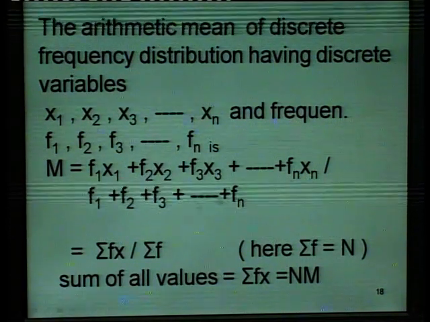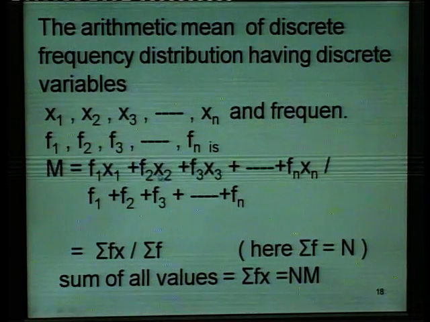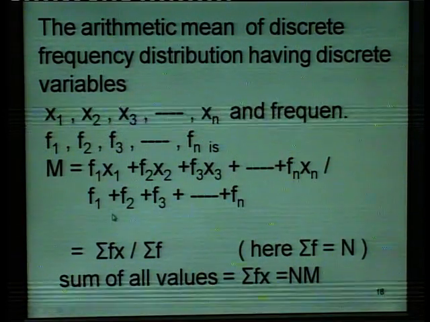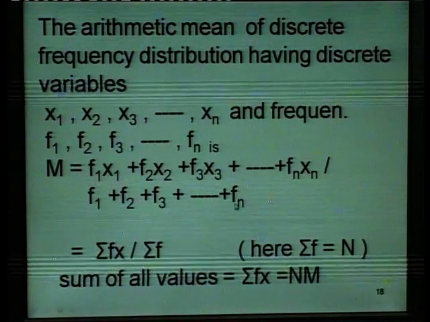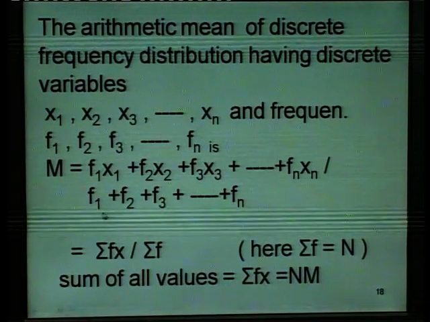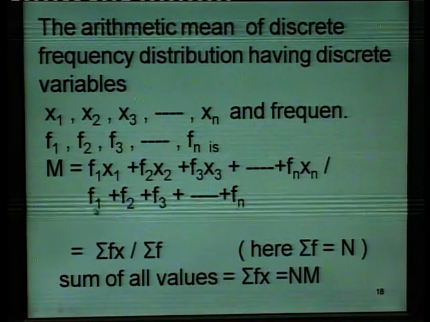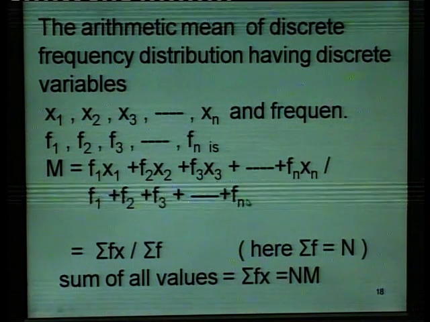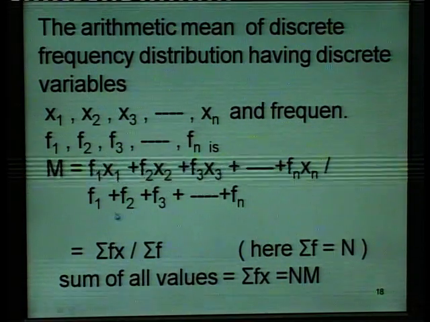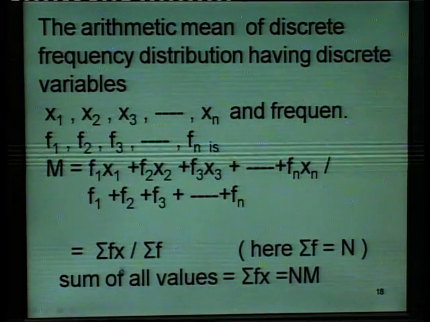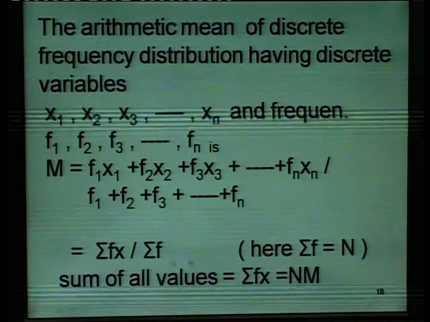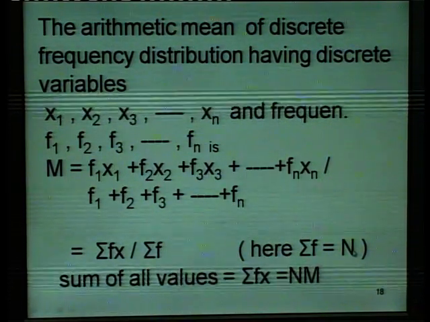In a discrete frequency distribution, the sum of all observations is f1 x1 plus f2 x2 plus f3 x3 plus fn xn, divided by the number of observations. To find the number of observations, we add all the frequencies: f1 plus f2 plus f3 up to fn. So the mean is the sum of observations divided by the number of observations. In short, we write this as summation fx divided by summation f. Here summation f means the number of observations.